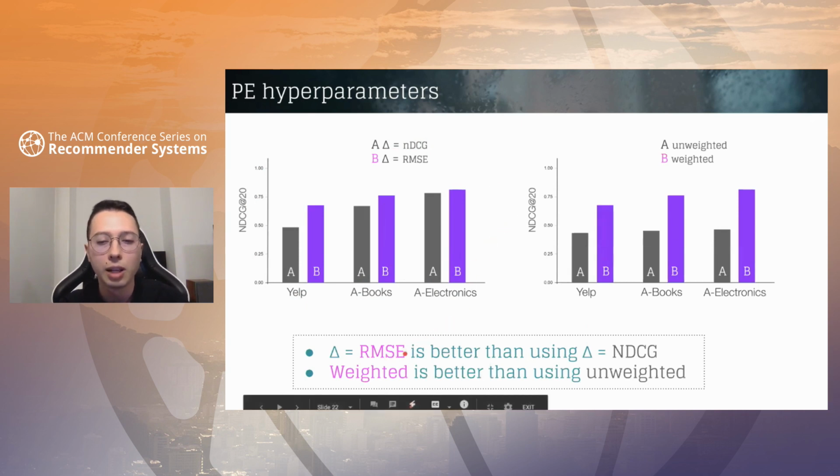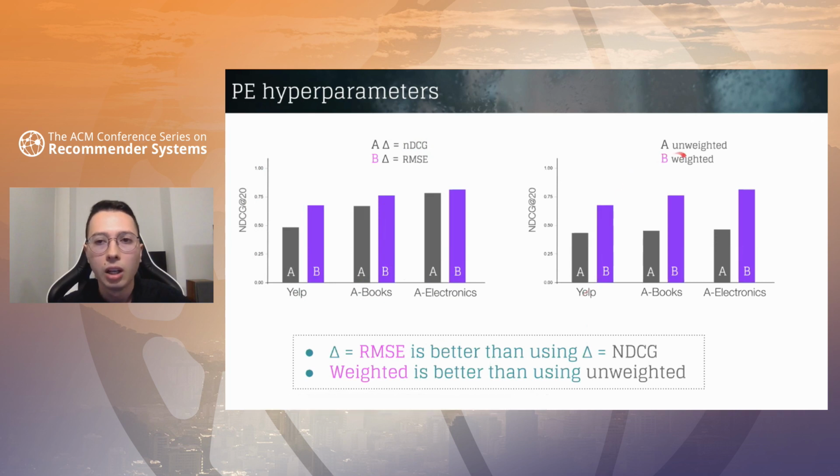Also, another important hyperparameter is that we want to use the weighted variation, because if we use the unweighted one, the performance estimate will just be about the users and not about the users and items. We have more details about that in the paper.